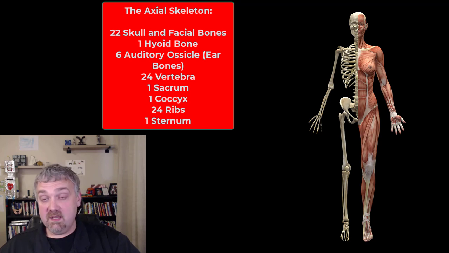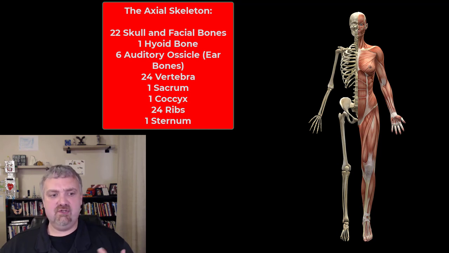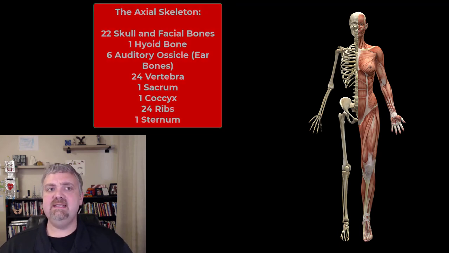We have the vertebral column, which is going to be 24 vertebrae. We have 7 cervical vertebrae, 12 thoracic vertebrae, and then 5 lumbar vertebrae there in your low back, the sacrum and the coccyx. Then we have the thoracic cage. So we're going to have 24 ribs, 12 pairs, and the sternum. So that's going to be your axial skeleton. We'll cover this in a lot of detail.